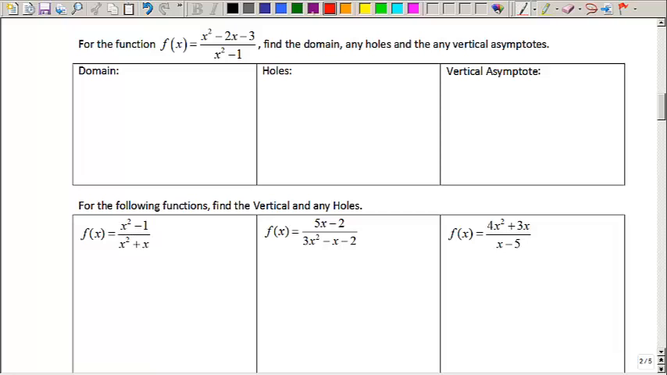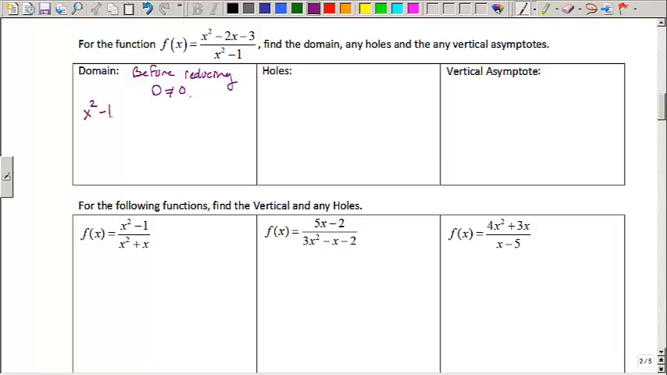For the function f of x equals x squared minus 2x minus 3 over x squared minus 1, I want you to find the domain, any holes, and any vertical asymptote that exists for this function. So the first thing I want you to identify is the domain. Before reducing, we're going to set the denominator not equal to 0 and find out what the excluded values are and list the domain in interval notation.